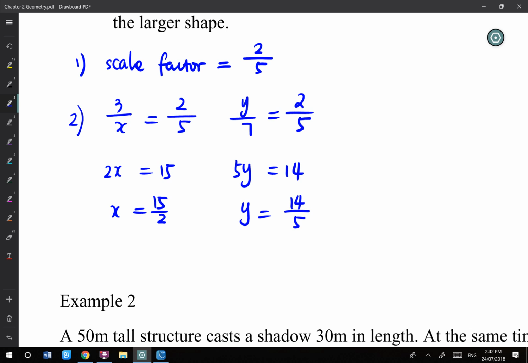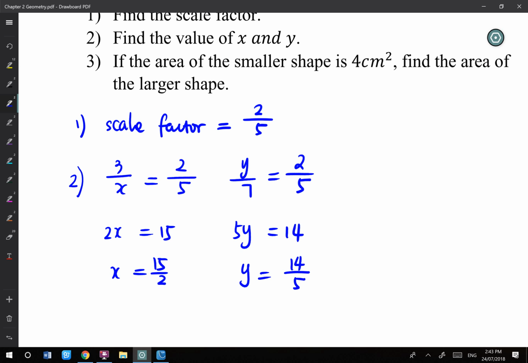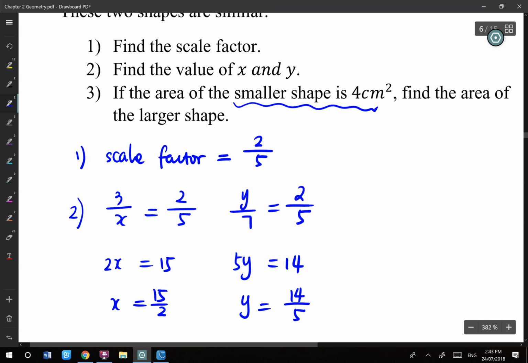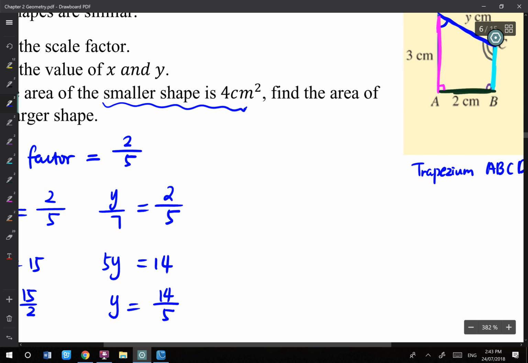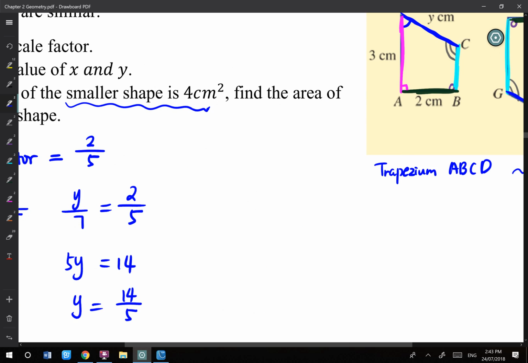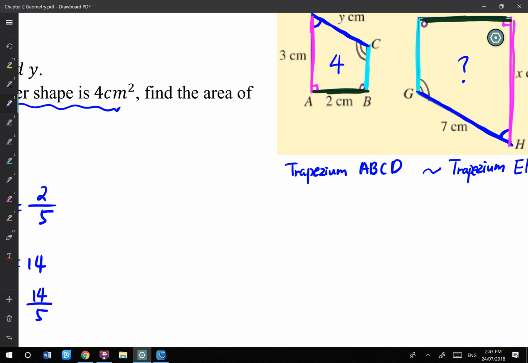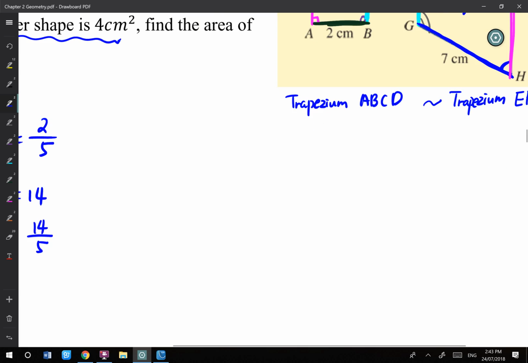The third one is an important one. It says if the area of the smaller shape, the image, is 4, find the area of the larger shape. If you know this area is 4, I want to know the area for the larger one. I have 2 methods to do it.